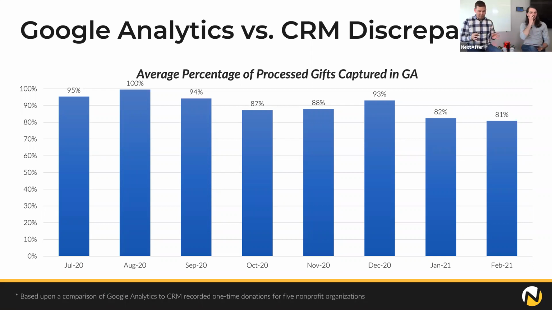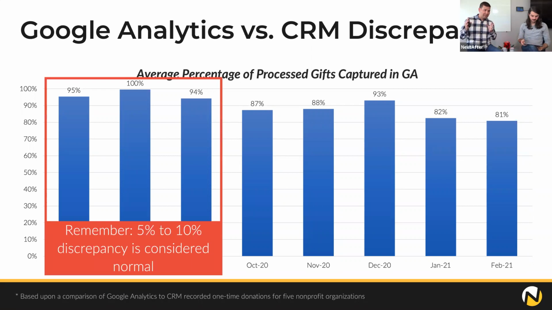But we took 5 different nonprofit organizations, and then we compared their online Google Analytics results with their CRM, the source of record for all nonprofits. We specifically narrowed it down to just one-time gifts, so that wasn't like a recurring donation that wasn't done on Google Analytics, all those different things. So based on all of this, we then said, how accurate was Google Analytics compared to the CRM, which has the real data in it? What we found was in the end of 2020, calendar year 2020, we were seeing anywhere between 5% to almost perfect in 1 month, which was normal. Again, that's a normal discrepancy.